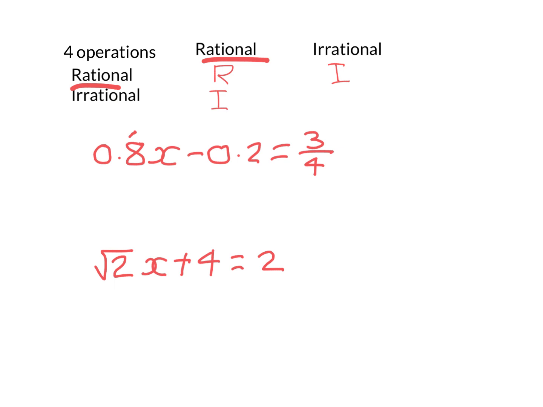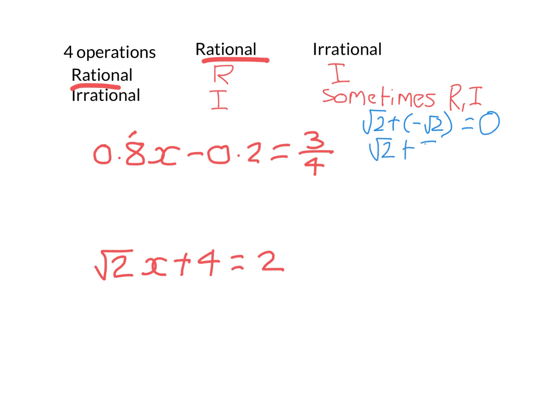Now, if you get an irrational and irrational together, then there's no clear-cut answer. Sometimes you get a rational number, sometimes you get an irrational number. So to illustrate that, for example, let's say you have root 2 plus negative root 2. This is irrational, but when you add them together you get 0, and 0 is clearly rational. On the other hand, if you do something like root 2 plus pi, that is an irrational number.